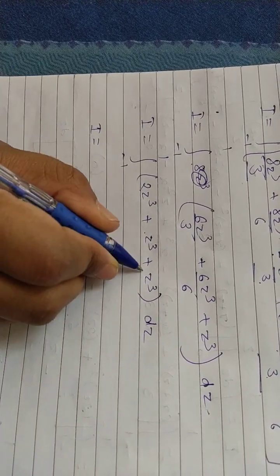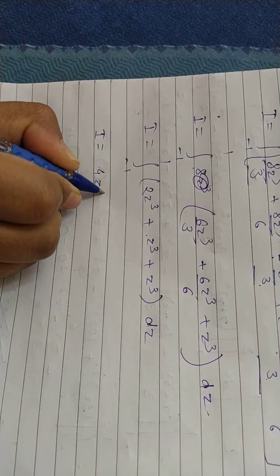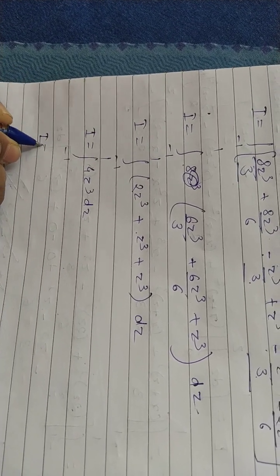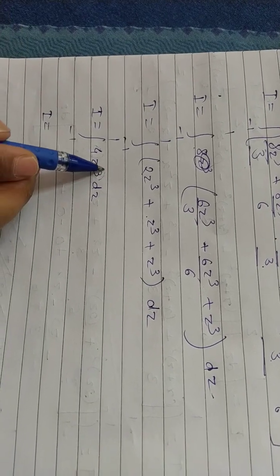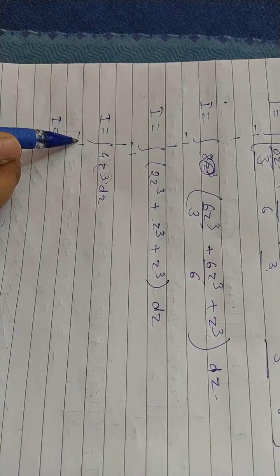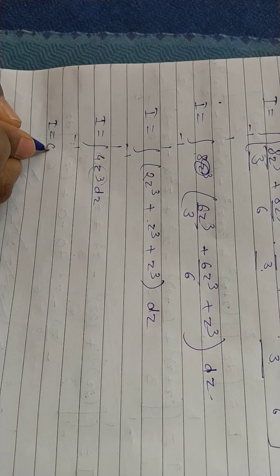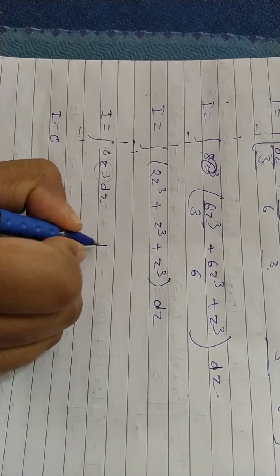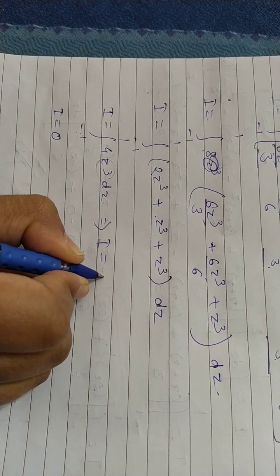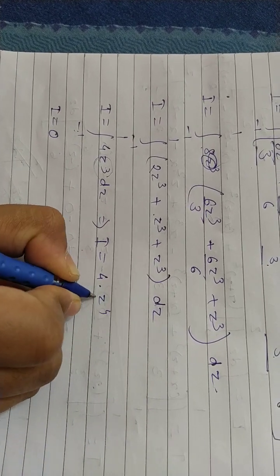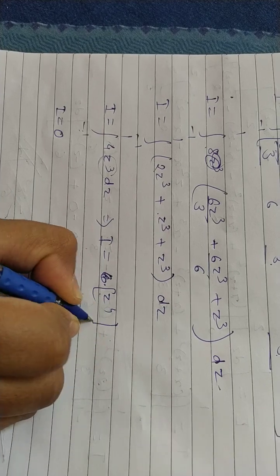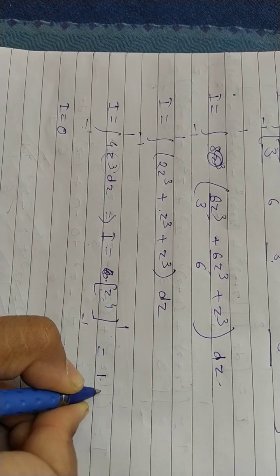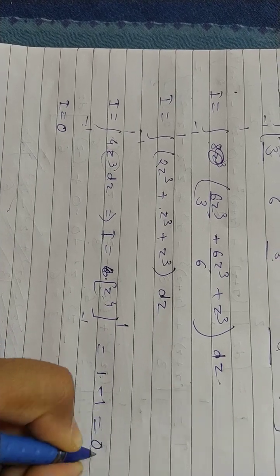I is equal to 2z plus 1, that is 4z cube dz, limits from -1 to 1. Now see, here you can apply the properties. Since this is an odd function and limits are from -a to a, you can directly write the integration to be 0, or you can just integrate it. So I is equal to 4 into z raised to 4 by 4. So 4 and 4 will get cancelled. From -1 to 1: 1 raised to 4 is 1, and -1 raised to 4 is also 1. So this becomes 0.